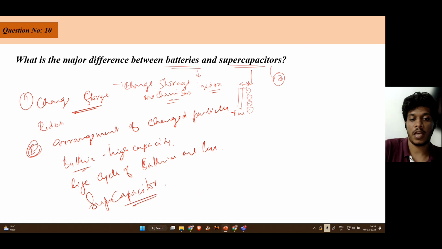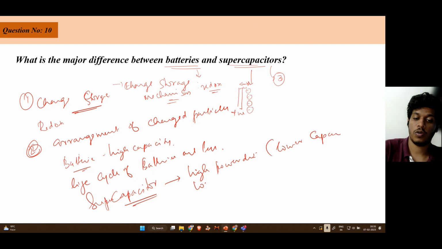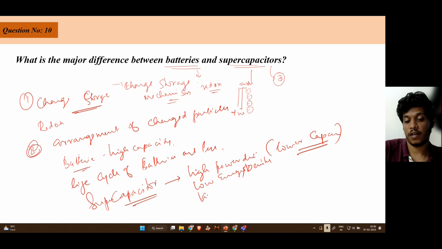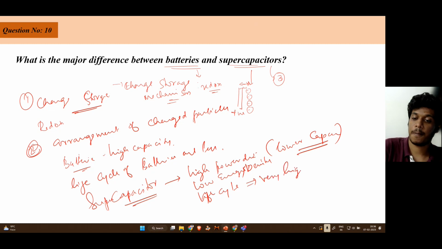Whereas in the case of capacitors or supercapacitors, they have very high power density, lower capacity, low energy density, and a very low capacitance value. But the life cycle of supercapacitors is generally very high.